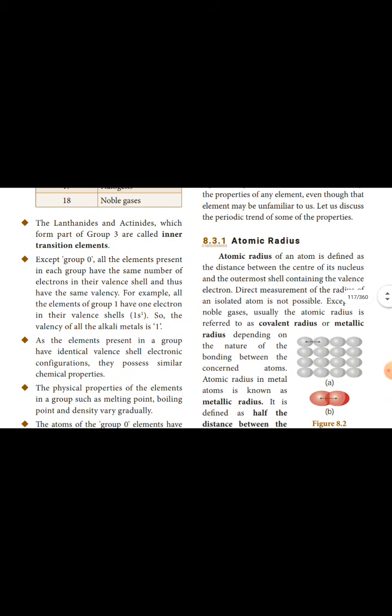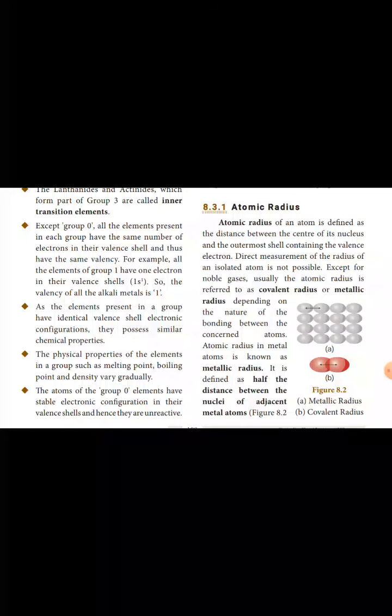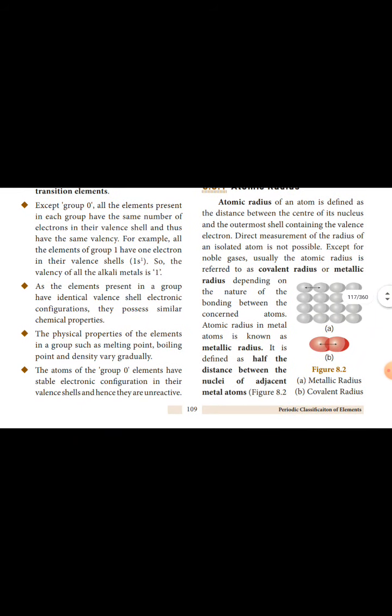The elements present in a group have identical valence shell electronic configuration. Electronic configuration means arranging the electrons based on the formula 2n squared. In 9th standard you have studied that the electrons are arranged using the formula 2n squared. The physical properties of the elements in a group, such as melting point, boiling point and density, gradually change when going from one period to another.